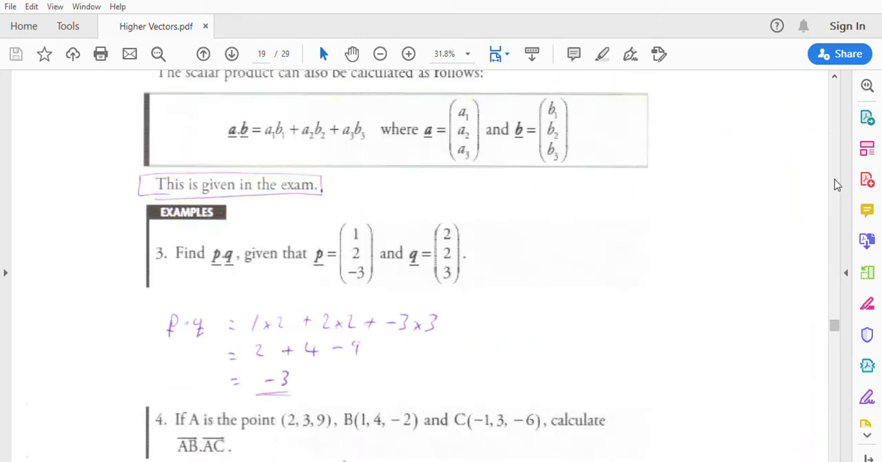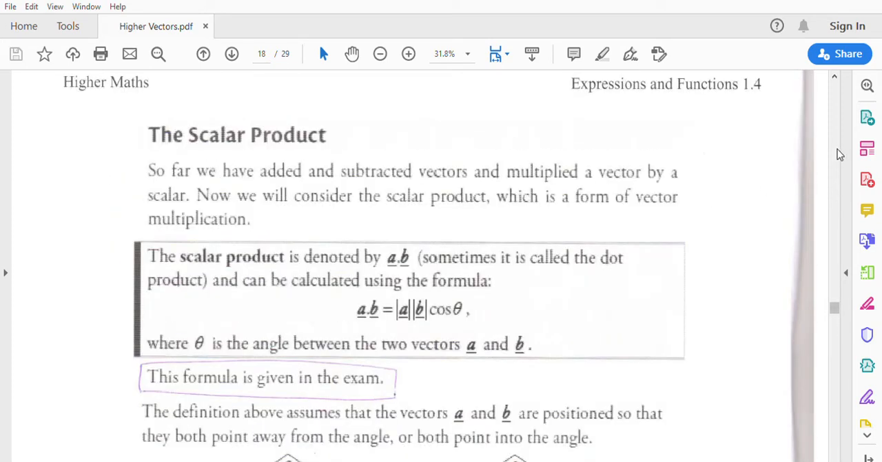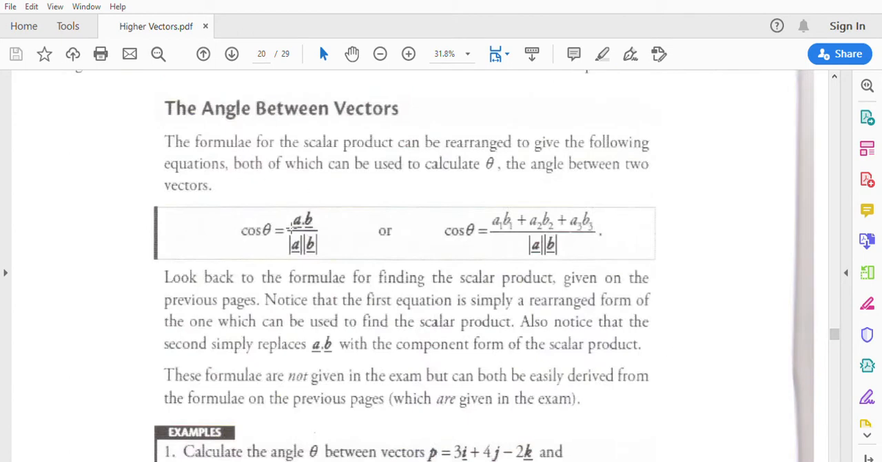Now that is just this formula rearranged to make cos theta the subject. So this is given in the exam. However, this one is not, but just dividing through by the magnitude of A multiplied by the magnitude of B, we can get this formula dead easily. Or the other form, we know A dot B is A1B1 plus A2B2 plus A3B3, so we can easily derive that formula as well.